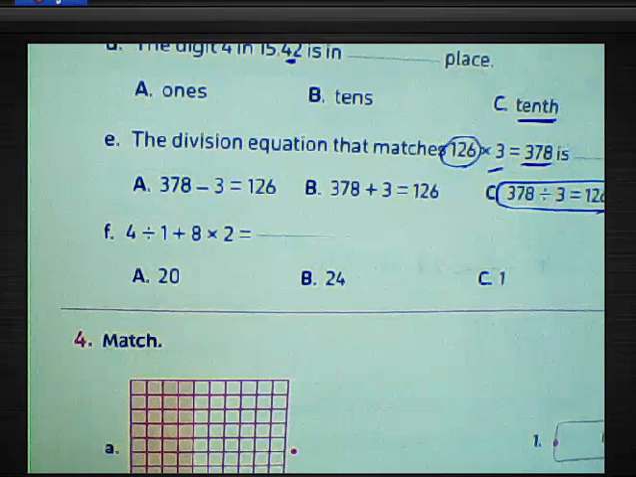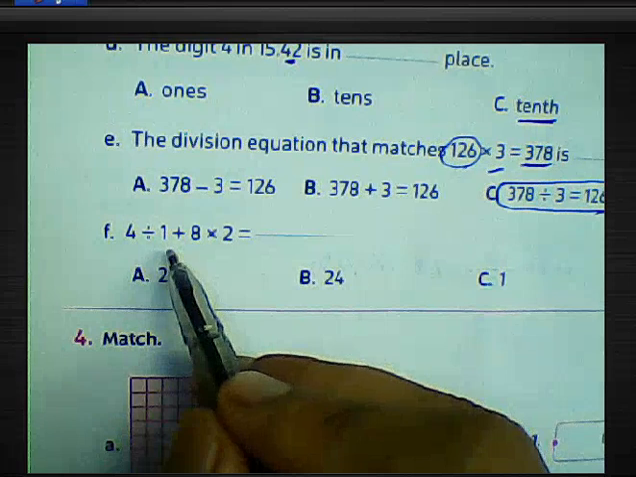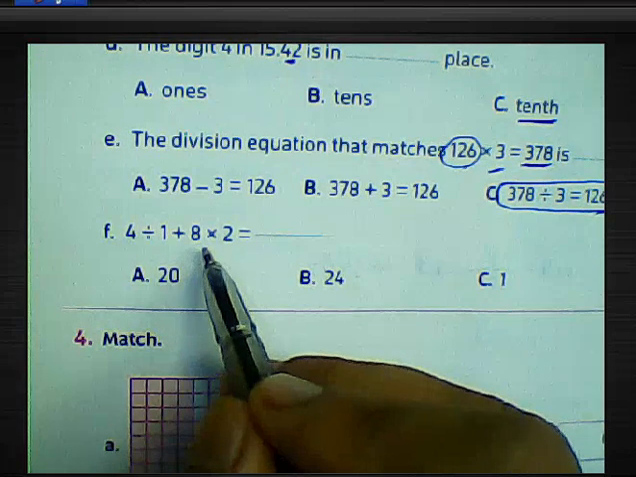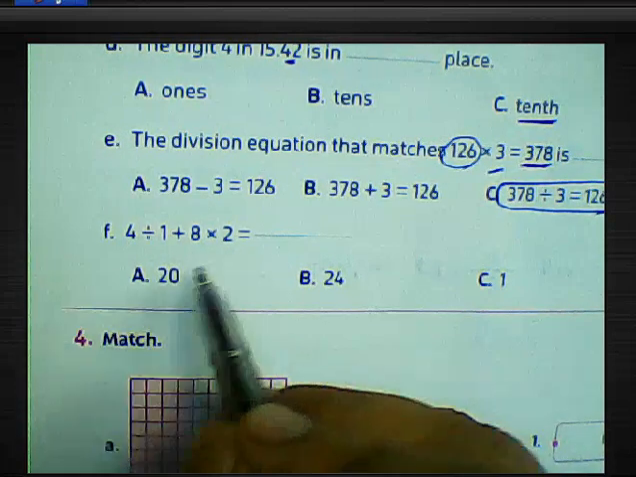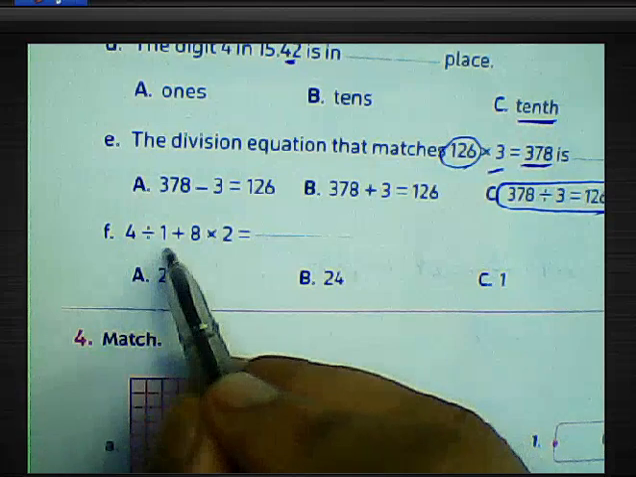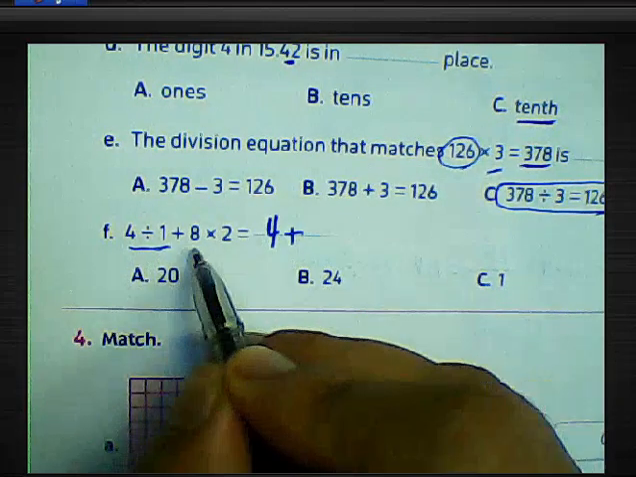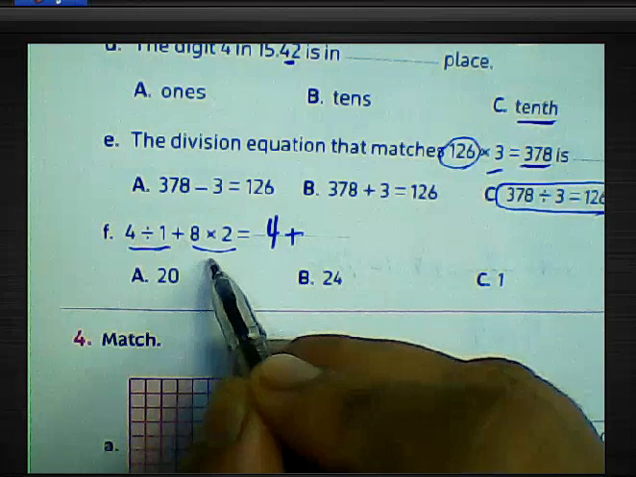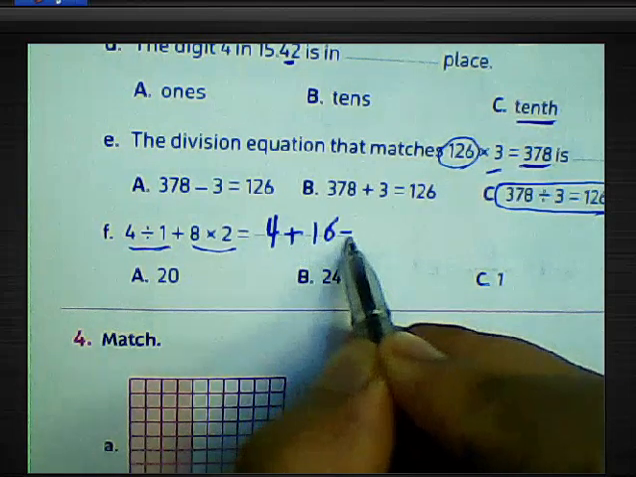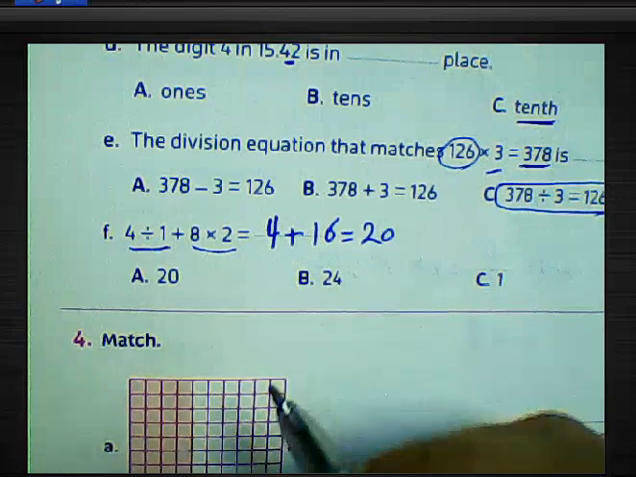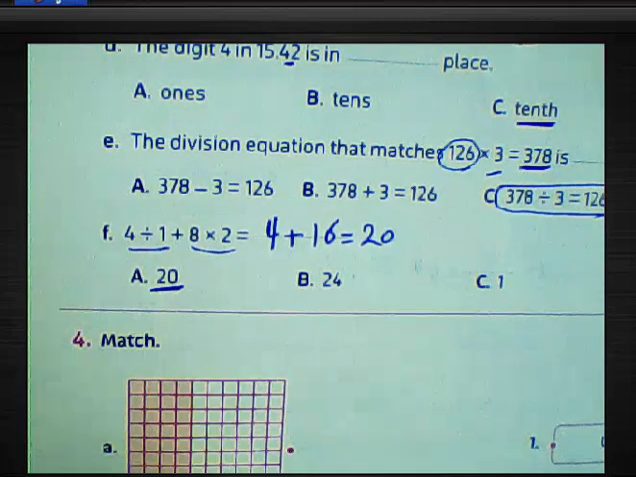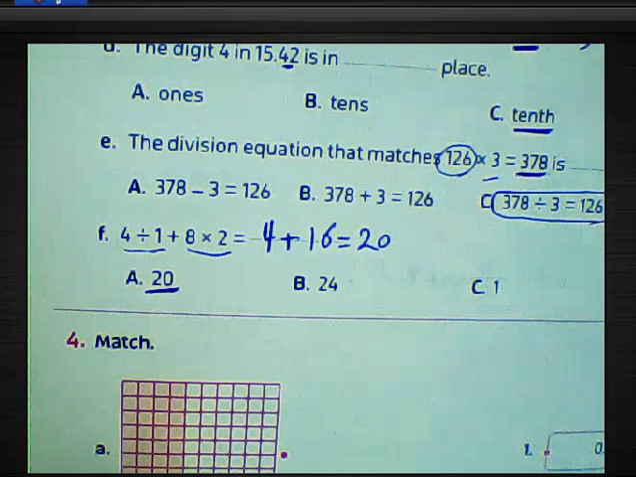Letter F, 4 divided by 1 plus 1 multiplied by 2. It's order of operations. We must do division first. 4 divided by 1 equals 4, plus 8 divided by 8 times 2 equals 16. 4 plus 16 equals 20. So we must choose 20 here. It's okay.